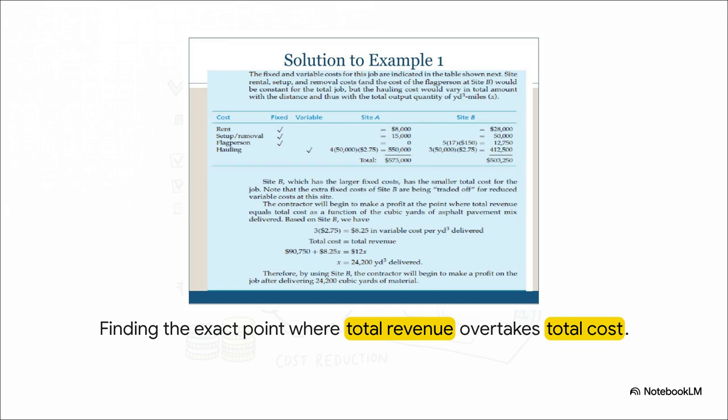By setting total cost, which is $90,750 plus 8.25x, equal to total revenue, which is 12x, we solve for x, and boom, x equals exactly 24,200. This means Site B starts generating pure profit only after 24,200 cubic yards are delivered. Since the job requires 50,000 cubic yards, Site B clears the break-even point with plenty of room to spare.